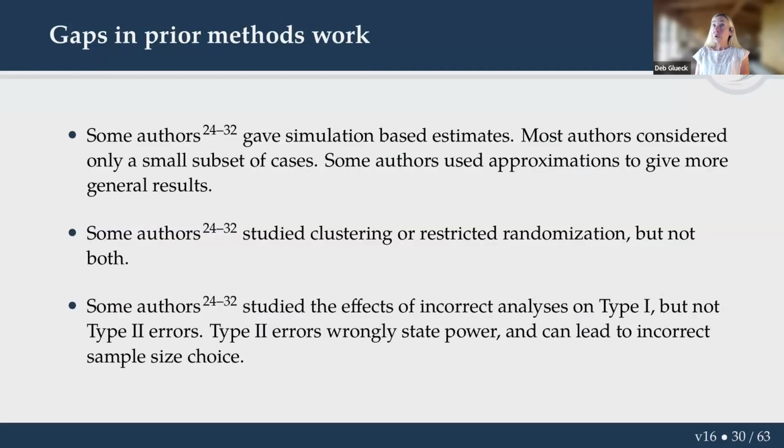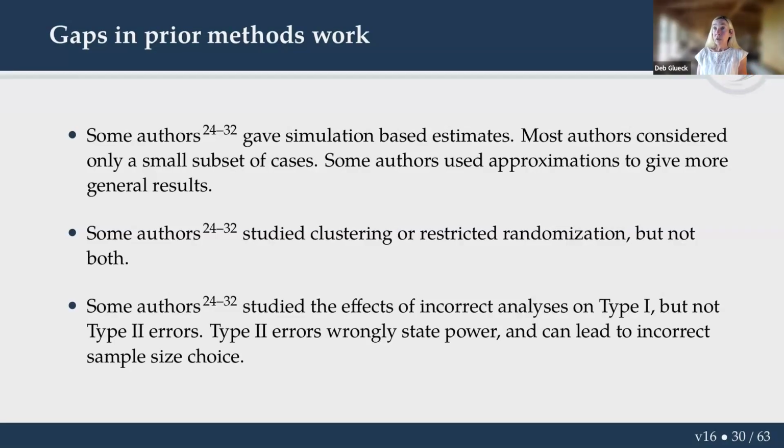We first reviewed the statistical and methodological literature to see whether other people had considered the size of decision errors when authors ignored clustering or restricted randomization. We found that many authors gave simulation-based estimates. These authors considered only a small subset of the possible kinds of designs. Some authors used approximations to give more general results. Many authors studied decision errors when clustering was ignored, or studied decision errors when restricted randomization was ignored, but we couldn't find many authors who considered decision errors when both clustering and restricted randomization were ignored.